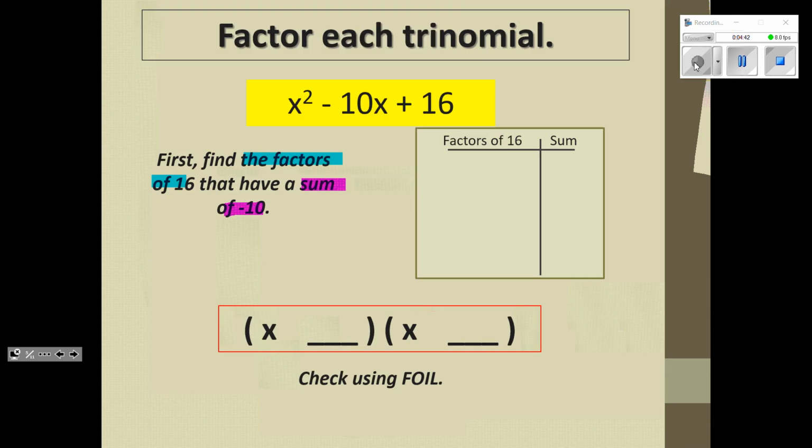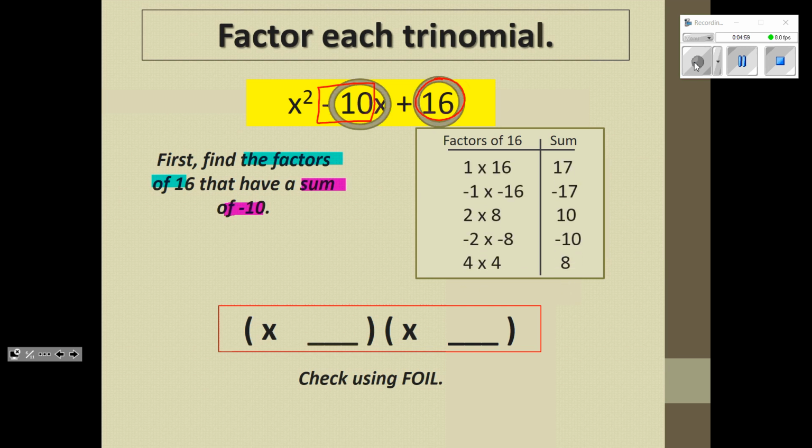This just takes practice, so let's practice again. So here we look at the c term. We want 2 numbers that multiply to get a 16, but they add to get a negative 10. So the first thing you would do is think of the factor pairs that multiply together to get a positive 16.